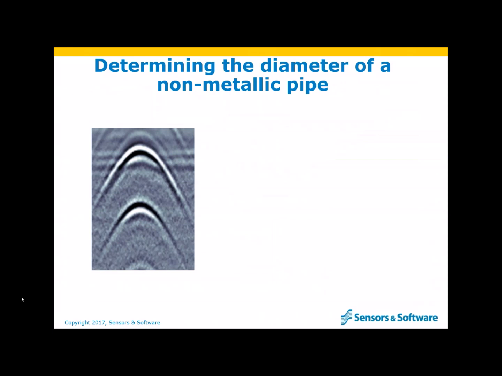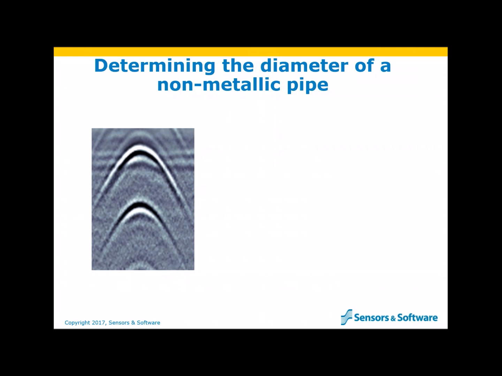Now, some of you are thinking, if I can see the top of the pipe and the bottom of the pipe, I can determine the diameter of the pipe by taking the difference. It's a good idea, except for one thing. Unless the pipe is full of soil, the GPR energy will change speed when it gets inside the pipe. This means that the distance between the top and bottom hyperbolas will change depending on the material inside the pipe.